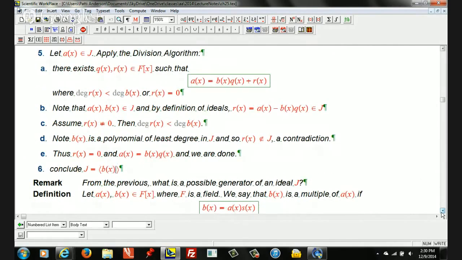That's a very good question, though. I hadn't actually thought of it. Let's see. That's the end of that proof.